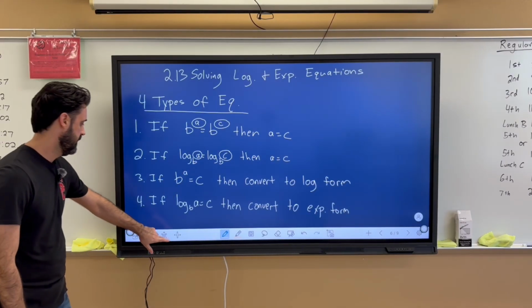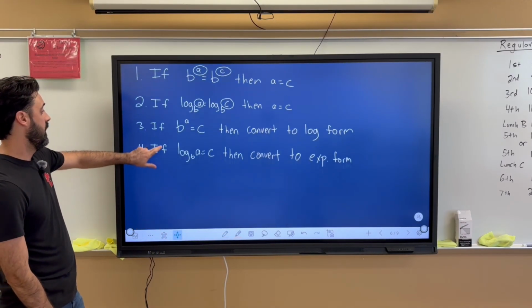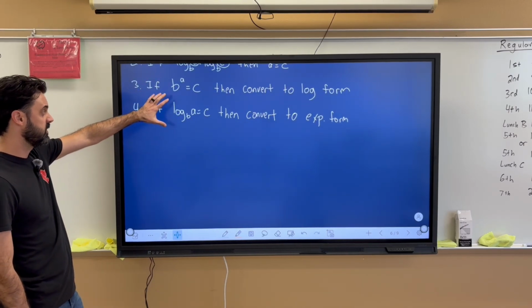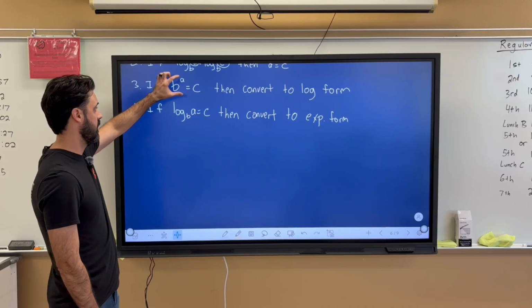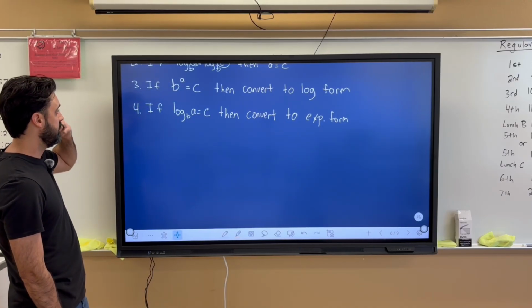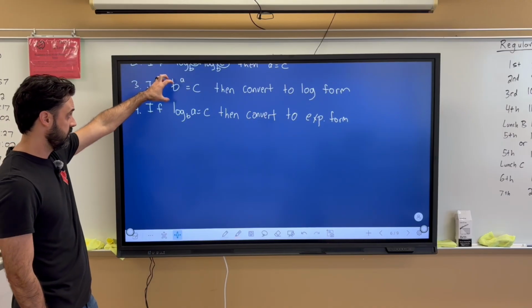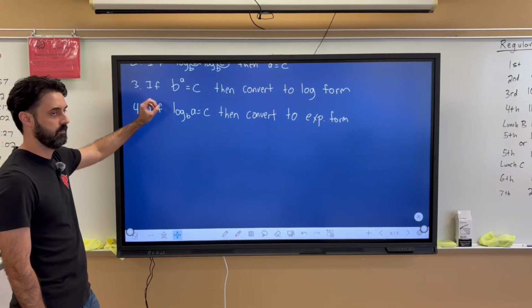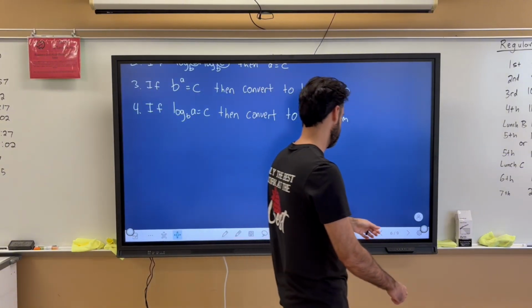Now, the last two. This is the case where either you have an exponential equation or a logarithmic equation, but it's only on one side. So you don't have a log on both sides here or an exponent on both sides. If it's an exponential equation, we're going to convert it into log form. And if it's a log equation, we're going to convert it into exponential form.